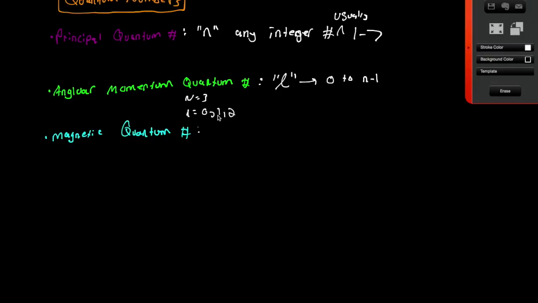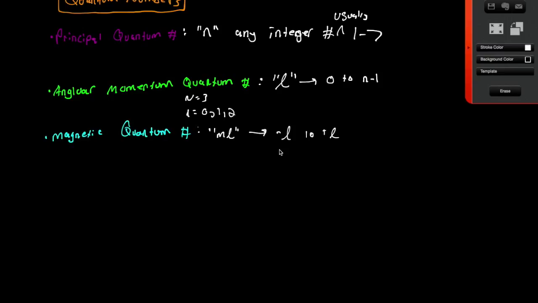The magnetic quantum number is designated by a character called m sub L. And m sub L basically is dependent on L, in that its formula is just negative L to positive L. So if you were to pick L is equal to 2, then m sub L would be negative 2, negative 1, 0, 1, and 2.